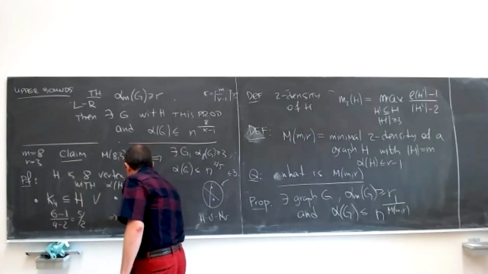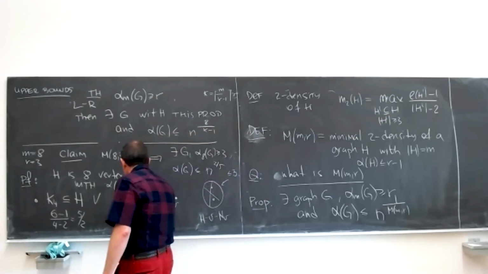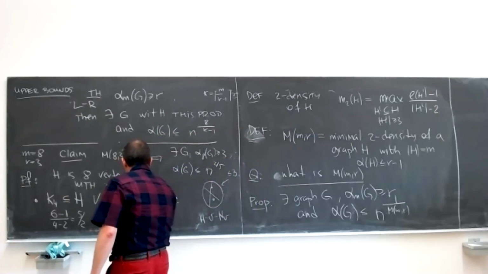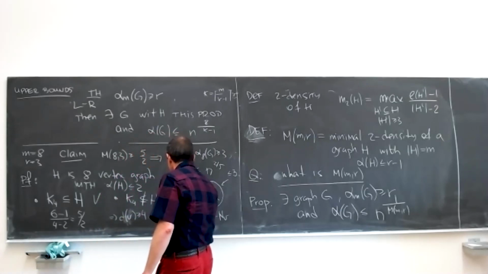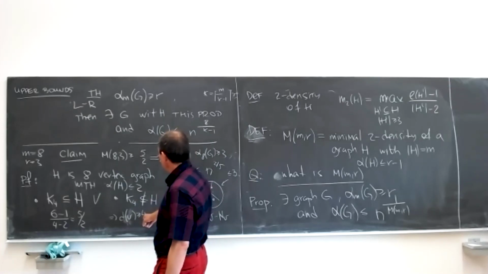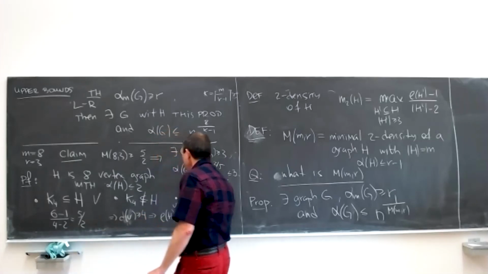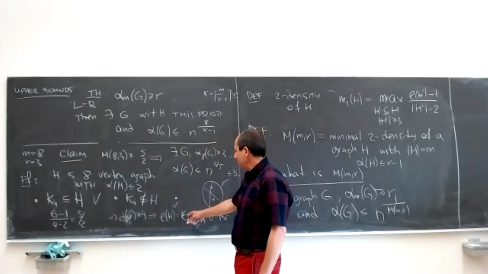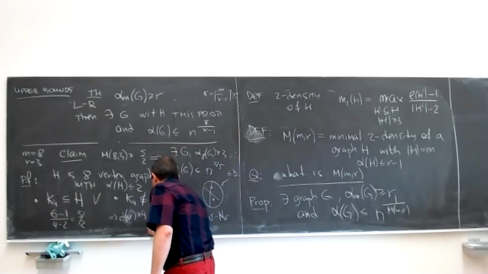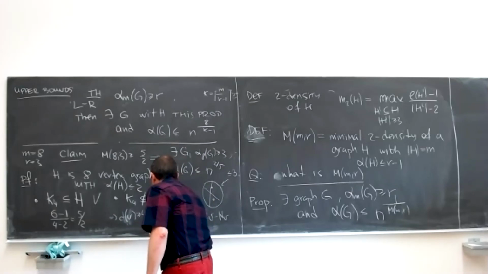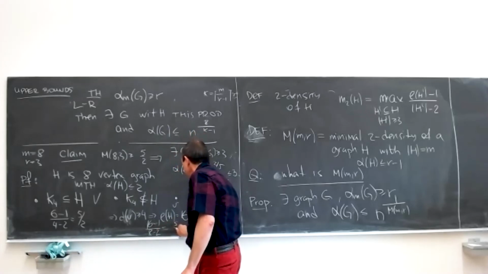So if the non-neighbors of v have at most 3 vertices, then of the total 8, 3 are here and 1 is v, so the degree of v is at least 4. And if the degree of v is at least 4, the total number of edges in H is at least 4 times 8, which is 32, divided by 2, 16. And now you do exactly the same thing: 16 minus 1, divided by 8 minus 2, which is 15 over 6, which is exactly 5 over 2.